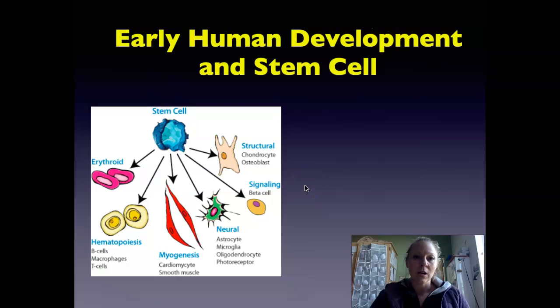All right, so that is actual early human development. So those are actual photographs of babies developing. And so that is what we are talking about.